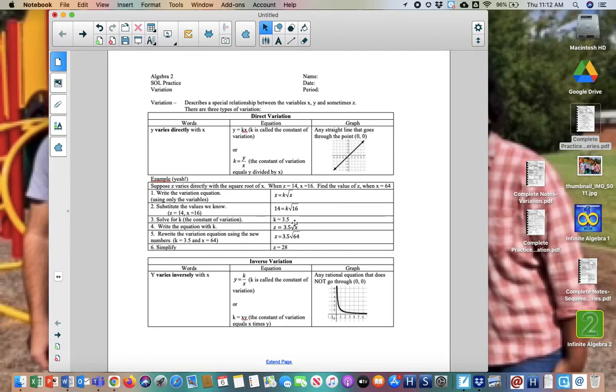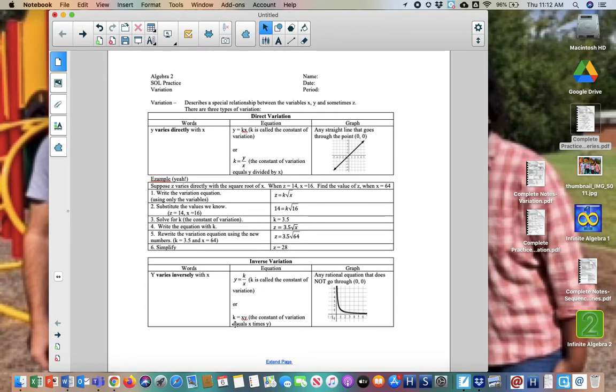So that's how we would have done an example there of solving and writing the equation. You set up the equation, you solve for k, you rewrite the equation with the k. It's going to give you all but one of the variables. You solve for the missing variable. That's direct variation. Okay, now what about inverse variation? So what does that mean? The words are y varies inversely with x. The equation now, instead of y equals k times x, is y equals k divided by x. Okay, and k is still called the constant of variation.